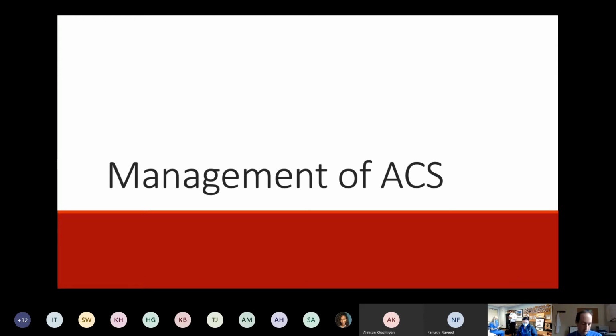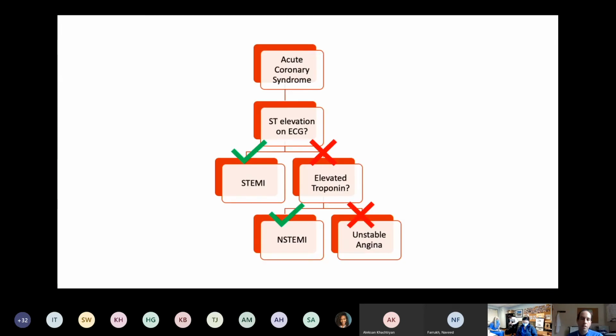All right, that was enough for definitions for now, at least. I want to spend the last half an hour or so talking about the management of ACS. So again, just remembering our initial definitions. First thing you obviously want to look at is, do they have ST elevations on their EKG? If they do, they're having a STEMI. If they don't, they're either having an NSTEMI or unstable angina.